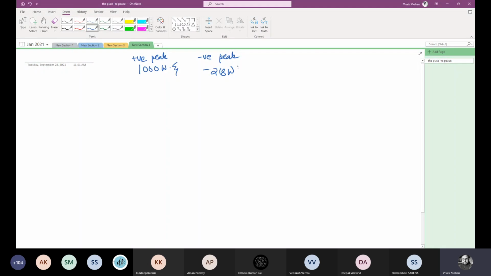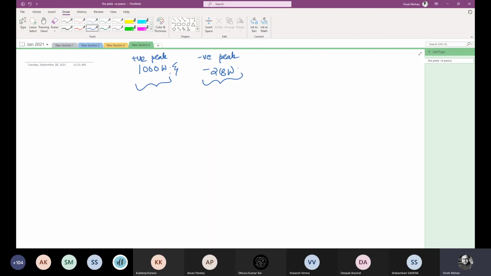I can draw it if I substitute the phi value from 0 to 360 degree, substitute for E and I can draw the power waveform. If I do that, I'm getting the negative peak as minus 218 watts and the positive peak as 1000 watts. Okay, so the negative power means the power is actually flowing from the load, or here load is motor, from the motor to the source.